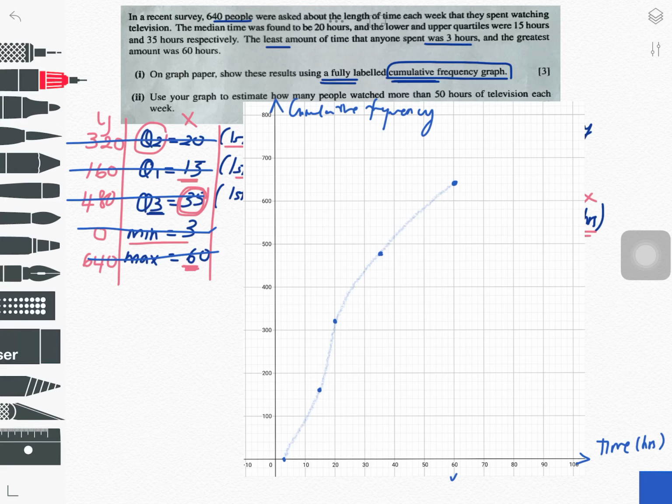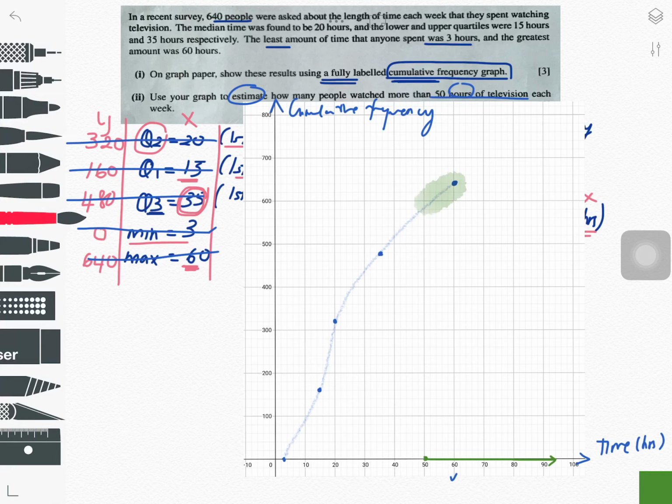And then they said use your graph to estimate. Estimate means approximately. How many people watched more than 50 hours of television? So hour is x-axis or y-axis? X-axis, right? Let's go. So this is what I want. They said more than 50 hours. Translate this portion into the graph. Where is it on the graph? I'm going to highlight here. You see 50, it's here, right?